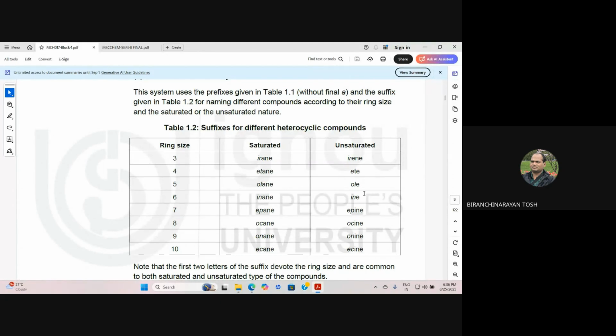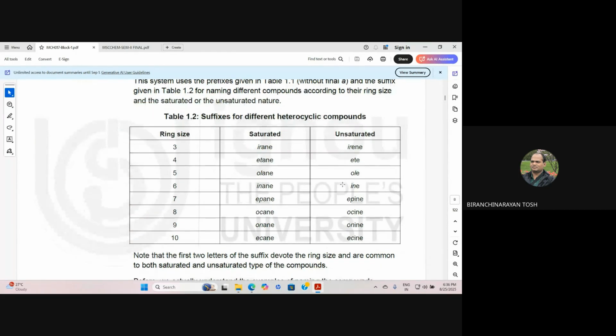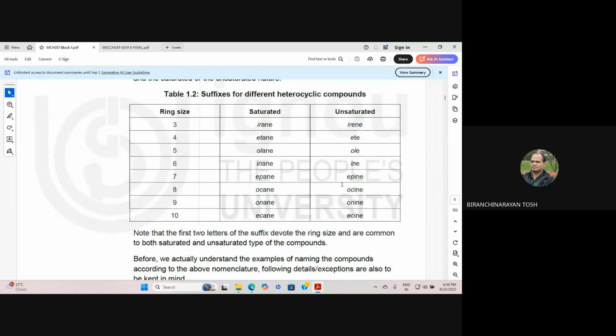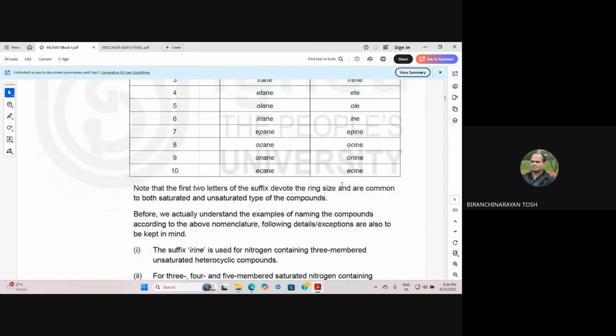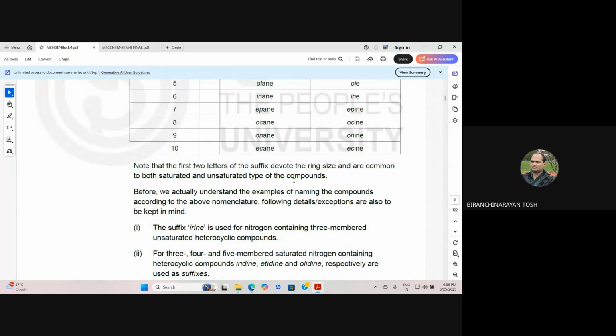Okay, but these three you just see. For 4-member, 5-member, and 6-member, the -NE is not there. So only -ETE, -OLE, -INE. Why this is? It is in the next rule. We'll just check that one. Okay, so this you can see here.